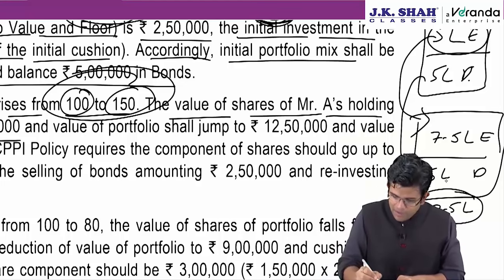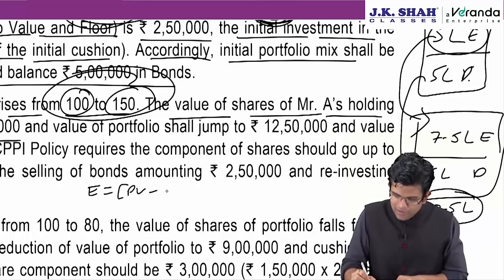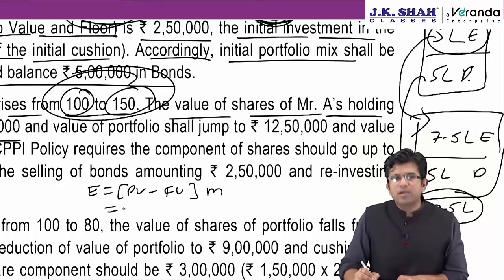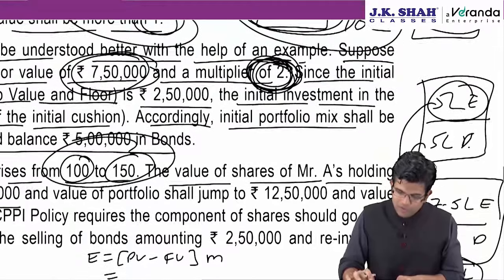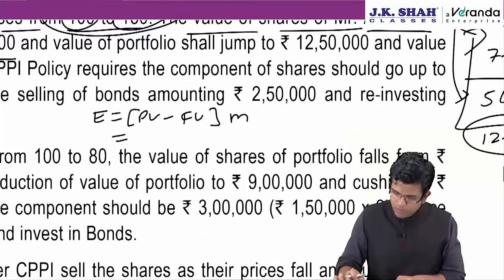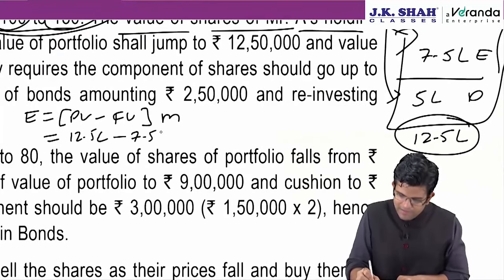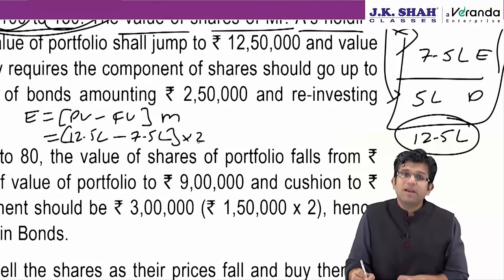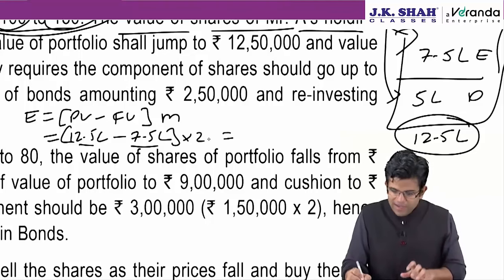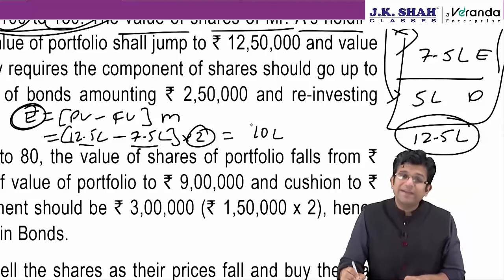Students, immediately tell me what should be the investment in equity? It should be portfolio value minus floor value into the multiplier. Students, your floor value here is how much? If you remember, it was 7 lakh 50,000, correct? So your portfolio value now is 12.5 lakh minus 7.5 lakh, the whole into the multiplier. 12.5 minus 7.5 is 5 lakh, into 2 is 10 lakh. Therefore your investment in equity should be 10 lakh.